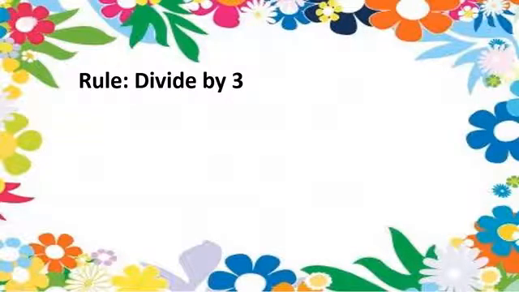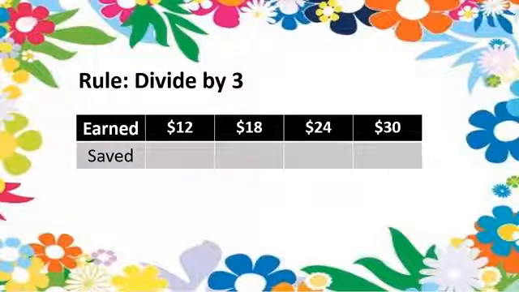Let's have another example. The rule states that divide by 3. And we have here the earned amount, and we're going to find out the saved amount. So to find the saved amount, we are going to divide each earned amount by 3. So $12 divided by 3 equals $4.